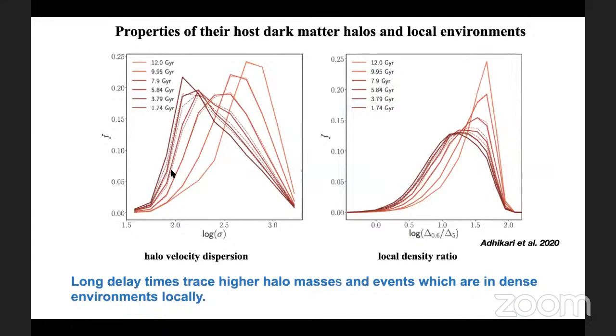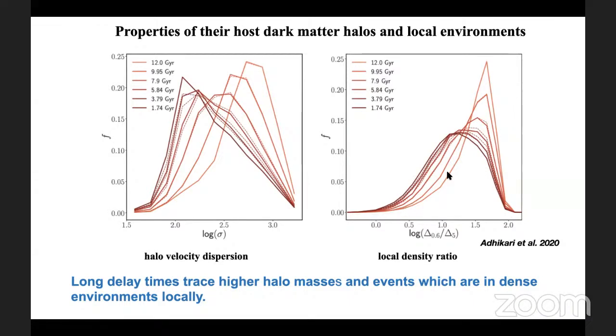So we also looked at different properties like their host dark matter halos and their local environments, for example, as a function of the underlying delay time models of the binaries. This is the halo velocity dispersion of the host halo within which your galaxy is a central galaxy, and the velocity dispersion is essentially a tracer of its mass. As expected, longer delay time mergers would more likely be biased towards living in massive halos, whereas short delay times would be more biased towards living in low mass halos that are probably closer to these Milky Way-like systems.